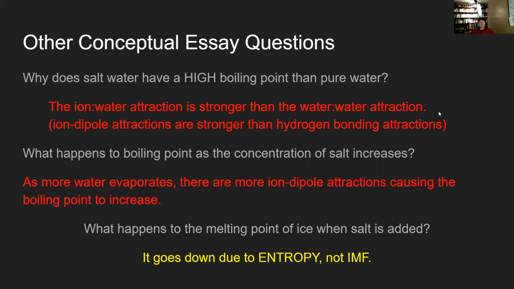So salt water has a higher boiling point since the ion-water attraction is going to be stronger than the water-to-water attraction. Another way of describing that is the ion-dipole attractions in the saltwater solution are stronger than the hydrogen bonding attractions in pure water. And as we take a look at water boiling, as more water evaporates, the concentration of the salt water would increase. If the concentration of the salt water increases, there will be more ion-dipole attractions, which are stronger than the dipole-dipole attractions, which would cause the boiling point of the water to increase.